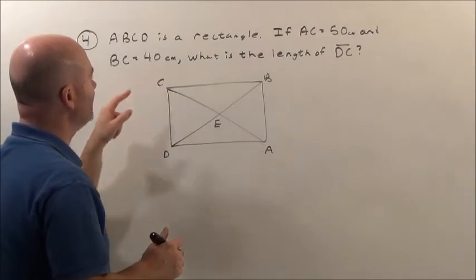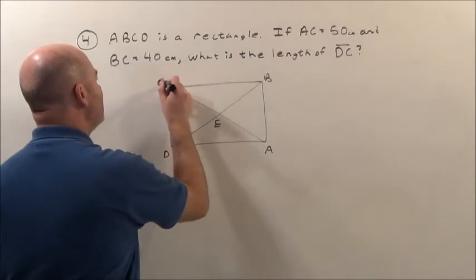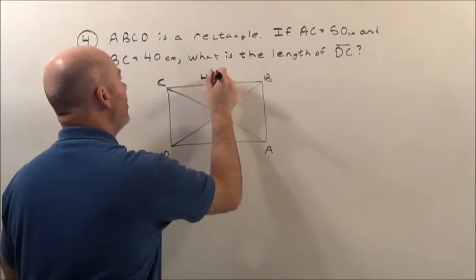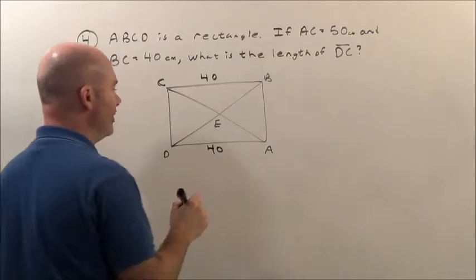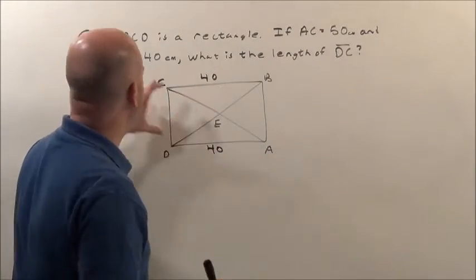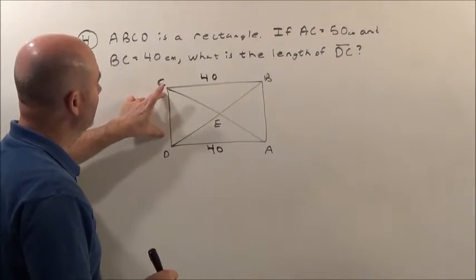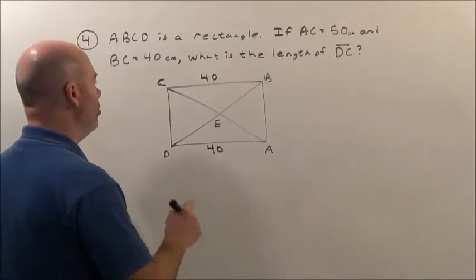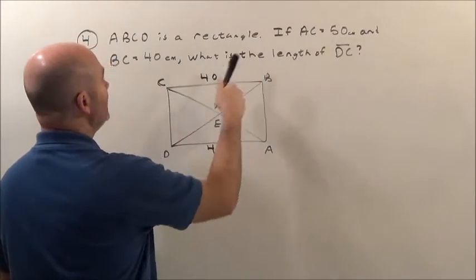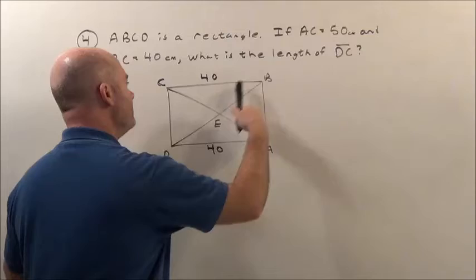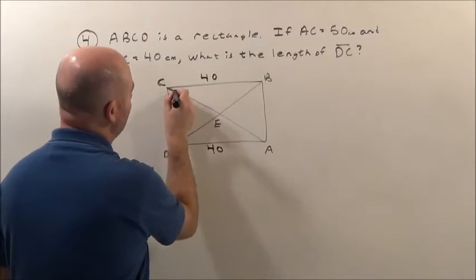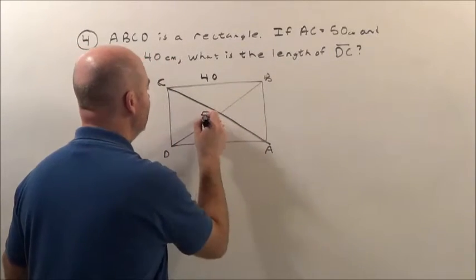It says BC is 40. So I know B to C, here's C, B to C, this leg is 40. If that's 40, I know the bottom leg is 40. Now I'm trying to find the length of this leg here. Well, I do know that in this case, A to C is 50, which means that's 50. Well, we'll just label this right here as 50.